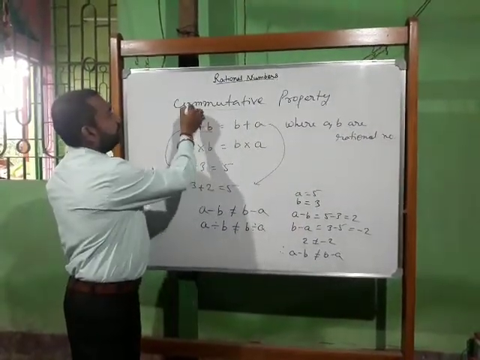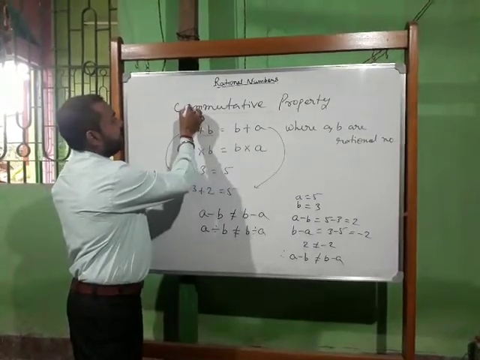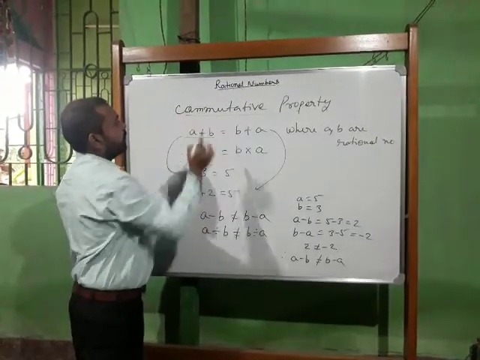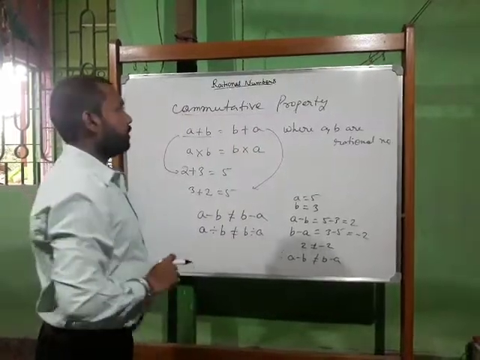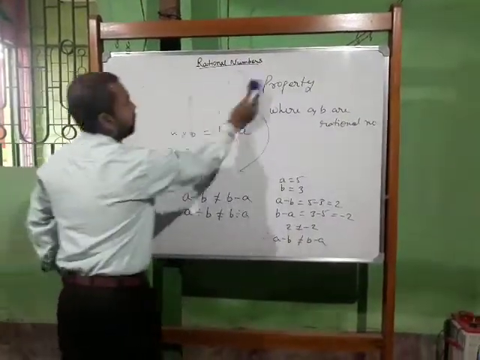Okay students, it will be O. By mistake I have written A. It is commutative, C-O-M-M-U-T-A-T-I-V-E. Commutative property. So now we are going for associative property.